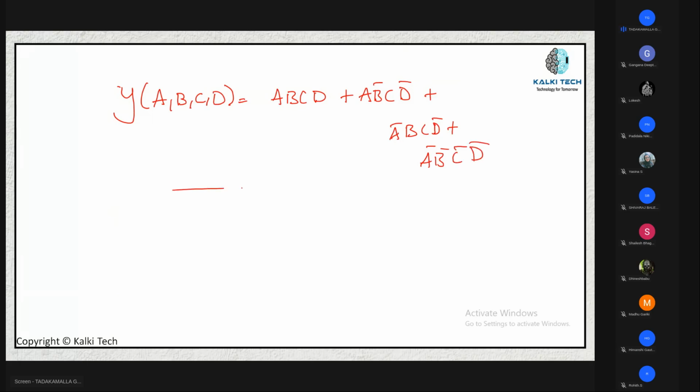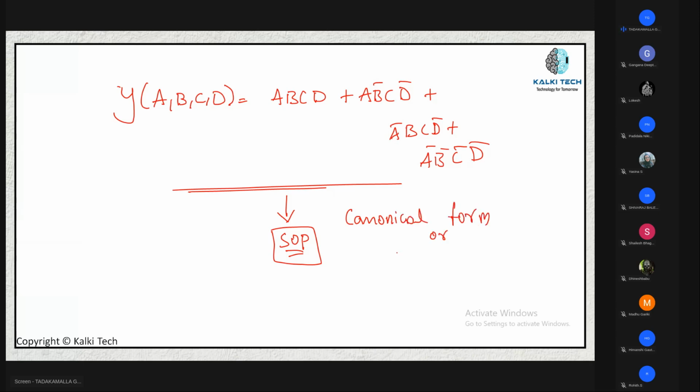So according to the behavior of the circuit, we are deriving a Boolean expression. I don't know what is inside that design. According to a truth table or something, I'm deriving the Boolean expression. Now tell me, this is my sum of product term, SOP form. And it is in canonical form or standard form.